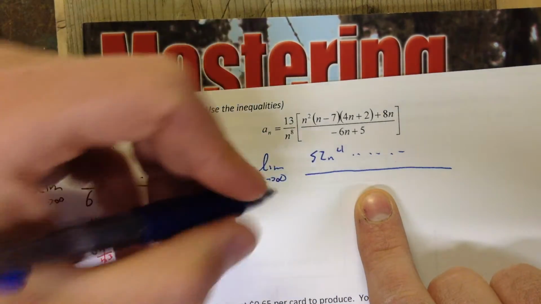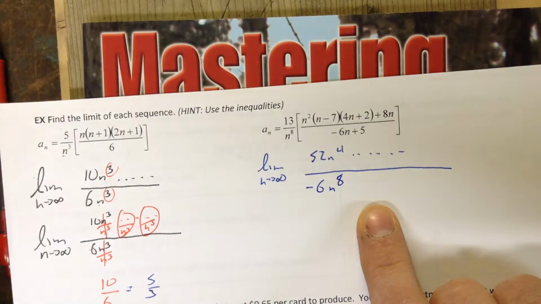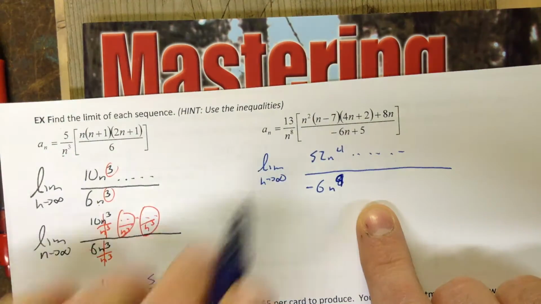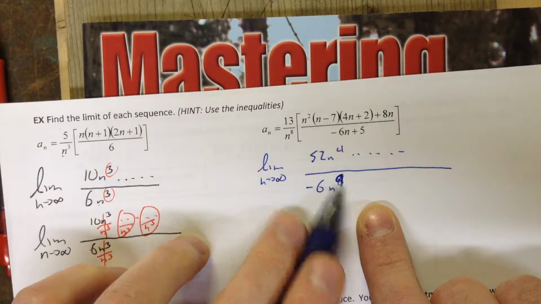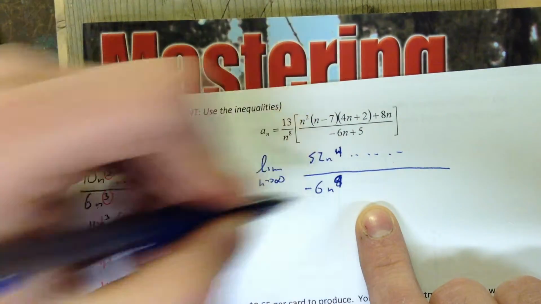So our biggest one that we're going to have is negative 6n to the eighth. Or sorry, to the ninth, I should say, because we already had an n right there. So we have an n to the eighth and one more n, which is going to bring us up to n to the ninth. So now to compare degrees, I have a power of 4 and a power of 9.